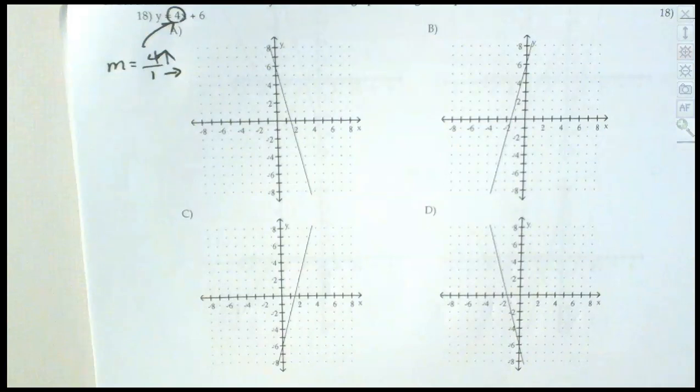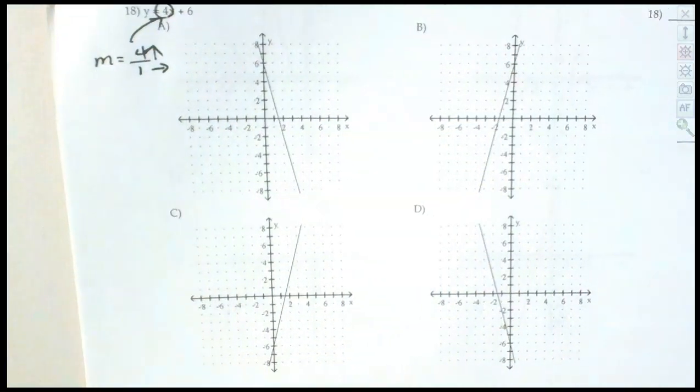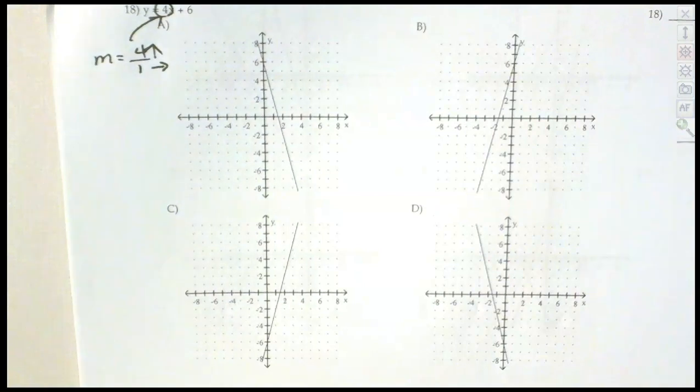So which ones can I eliminate just by looking at the line itself? So we know my slope has to be positive. So which ones can go? Well, I can say we can eliminate A. Why can we eliminate A?